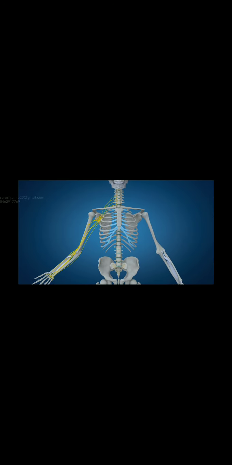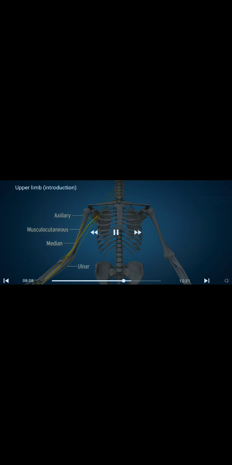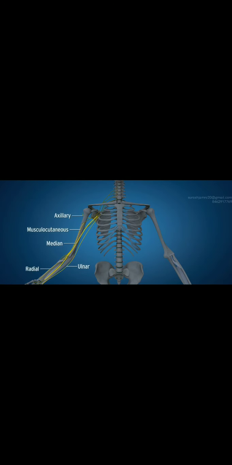Nerves of the upper limb. The nerve supply of the upper limb is derived from the brachial plexus, formed by ventral rami of C5 to C8 and T1 spinal nerves. The 5 main branches of brachial plexus are axillary, musculocutaneous, median, ulnar, and radial.